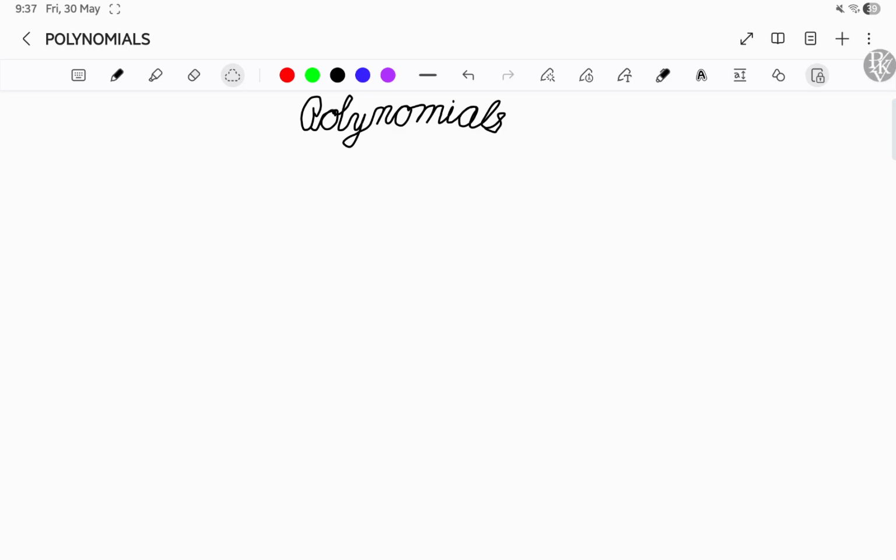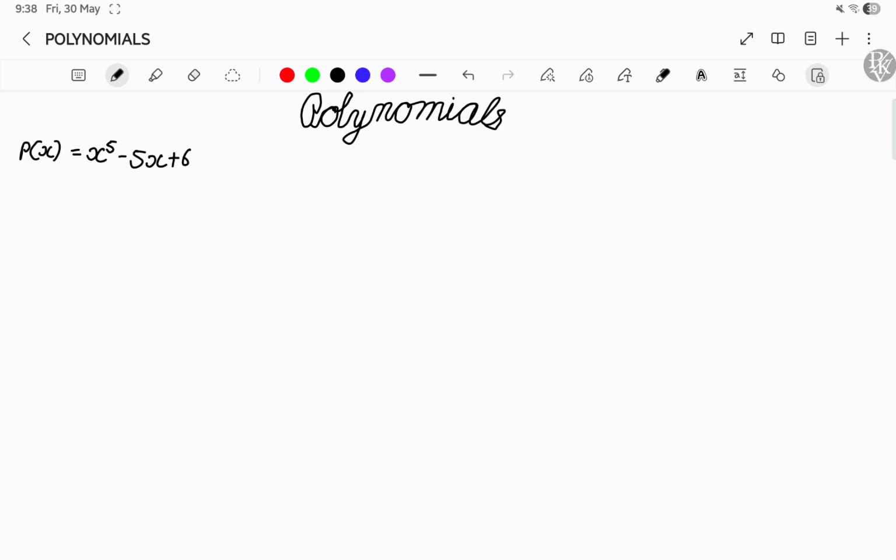Another concept is the zero of a polynomial. Now, if you are writing a polynomial, you can write it as p of x equal to whatever the polynomial there is. Let's say that the polynomial that we have is x square minus 5x plus 6. So we can write p of x equal to x square minus 5x plus 6.